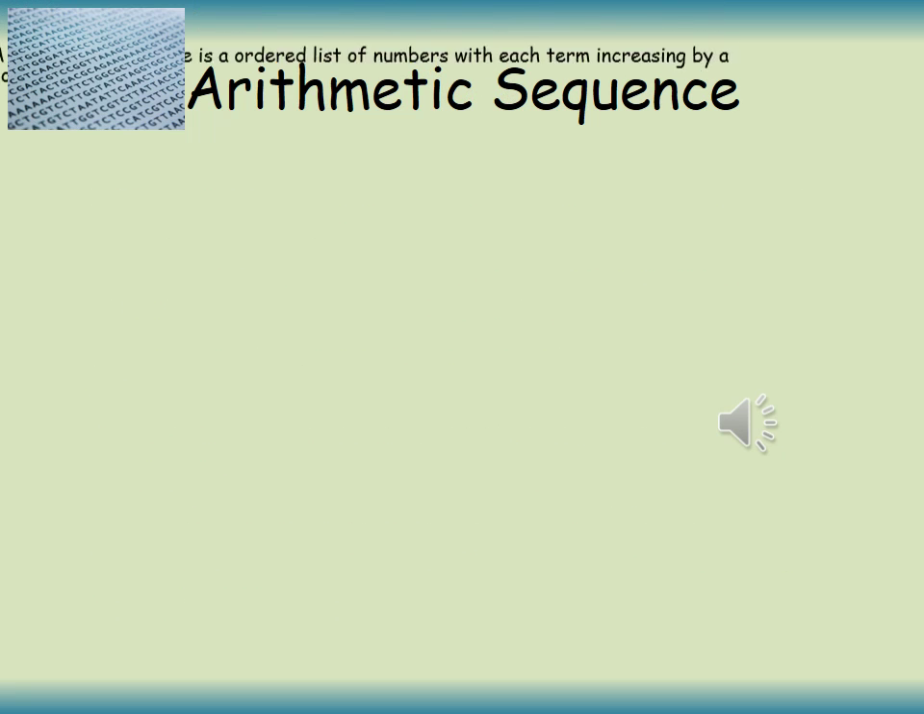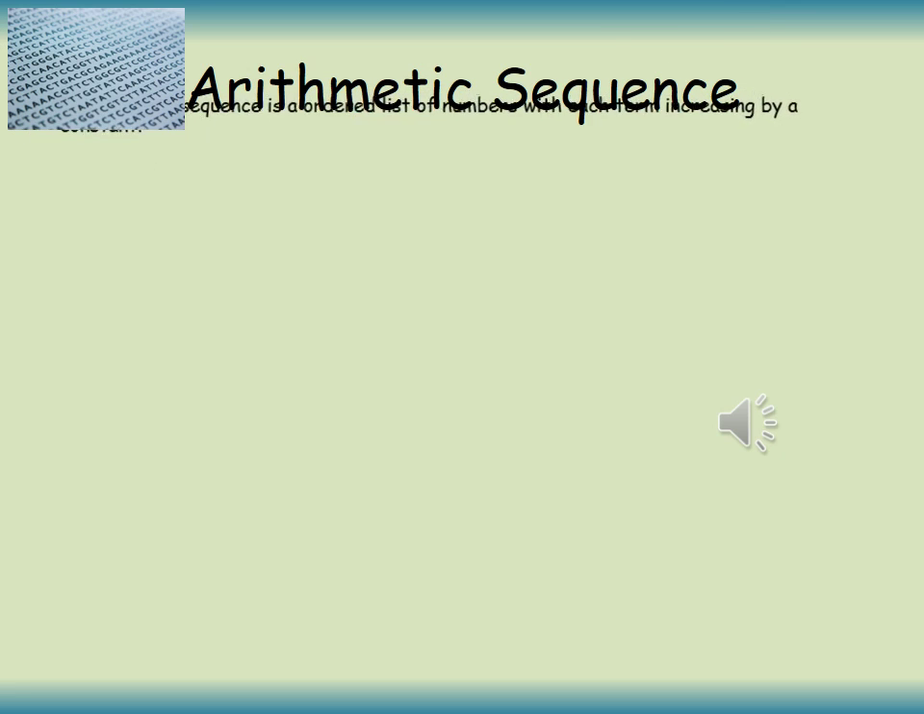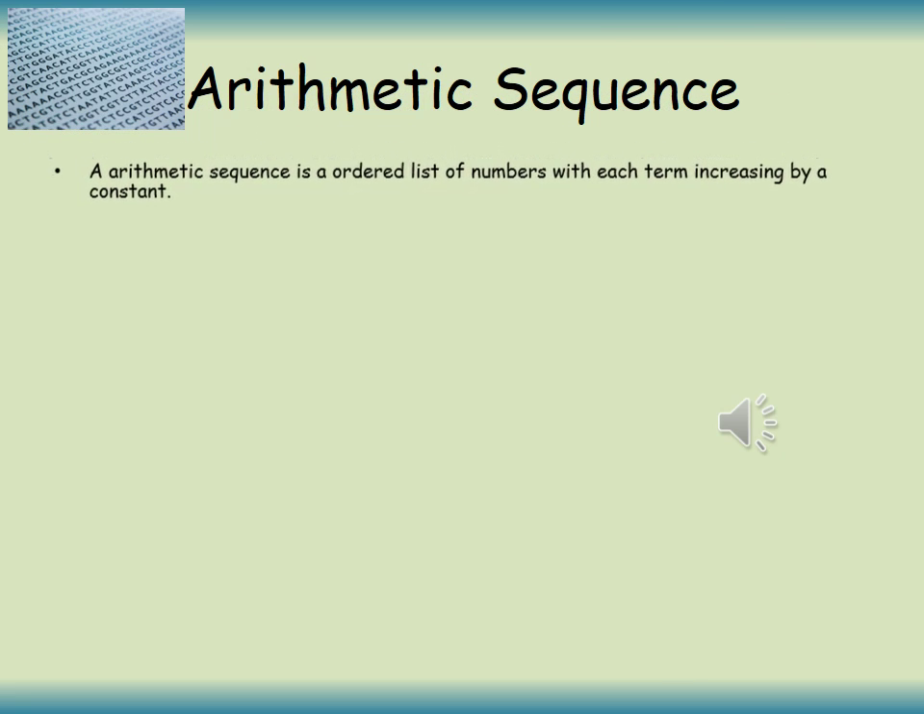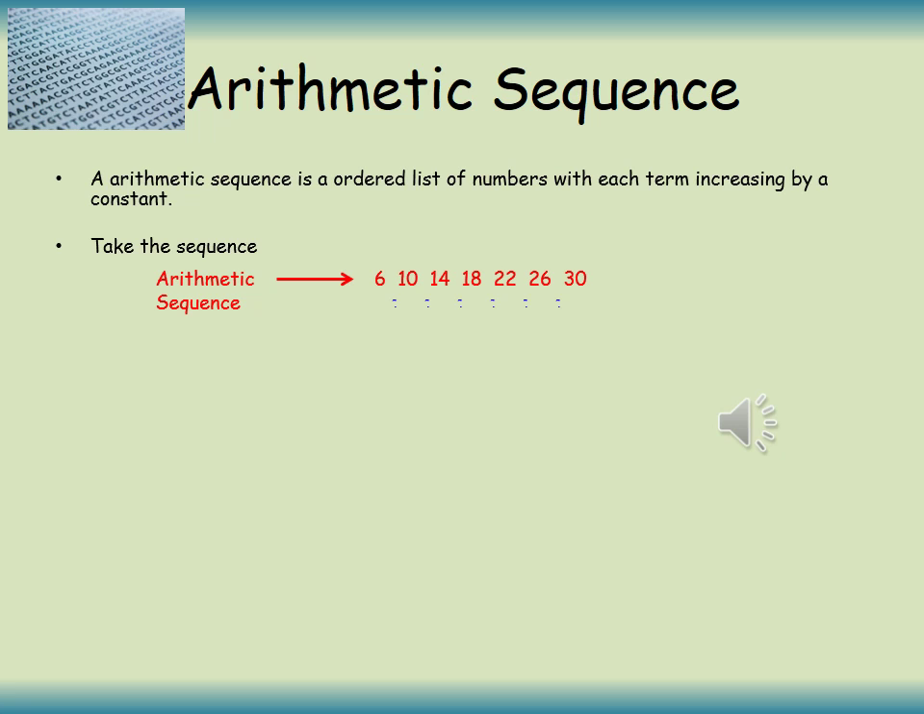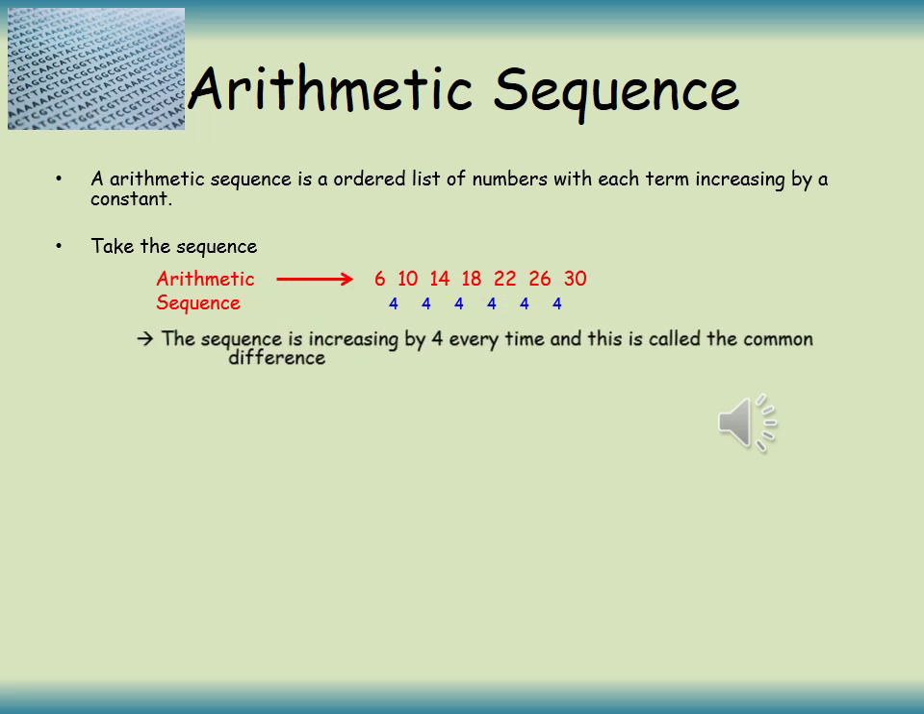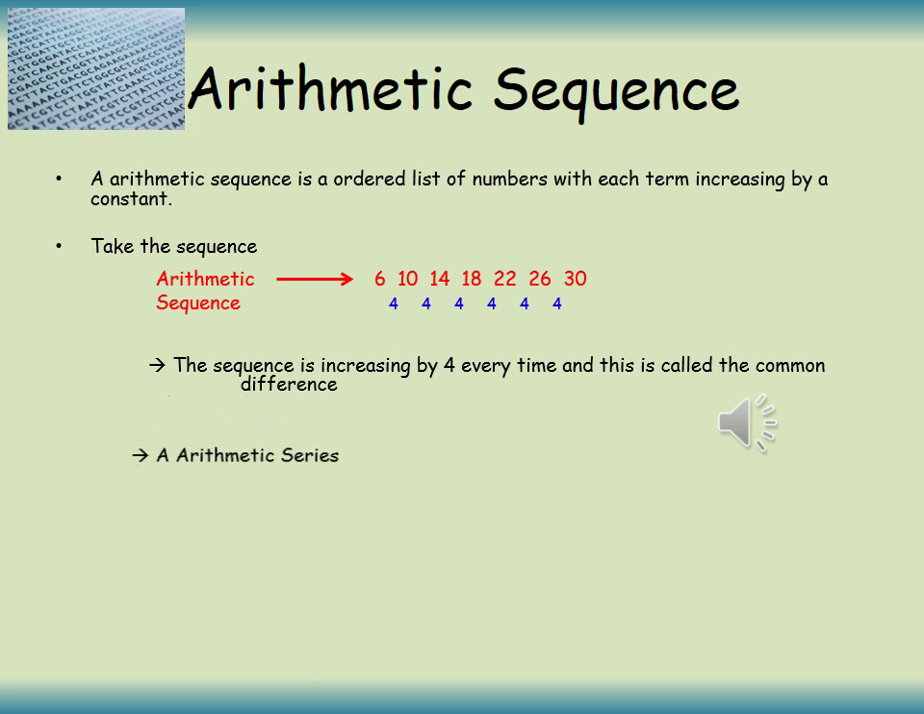So let us look at an arithmetic sequence. An arithmetic sequence is an ordered list of numbers with each term increasing by a constant. Take the sequence 6, 10, 14, 18, 22, 26, 30. They are each increasing by 4. The sequence is increasing by 4 every time, and this is called the common difference.